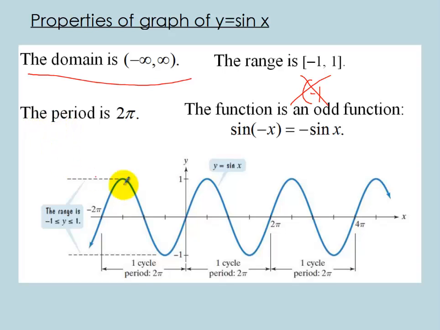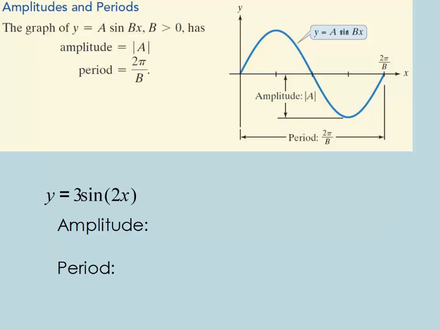The period is the length of one cycle, basically, and the period is 2 pi. So if you're starting here, 2 pi is the length, and that cycle just keeps repeating. And the function is an odd function. We did that in a previous video.